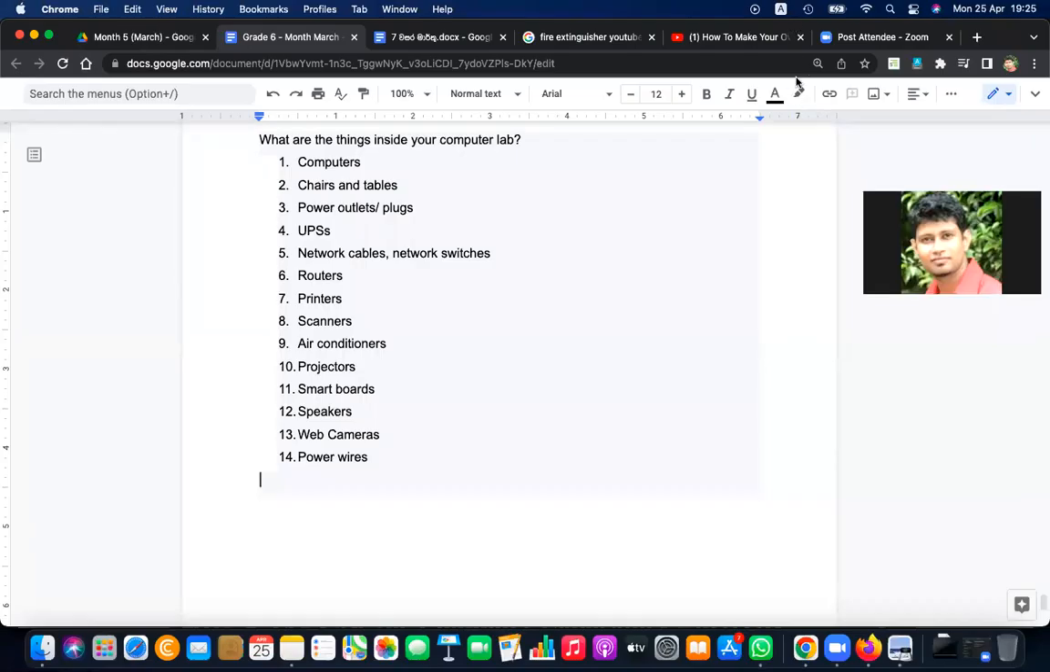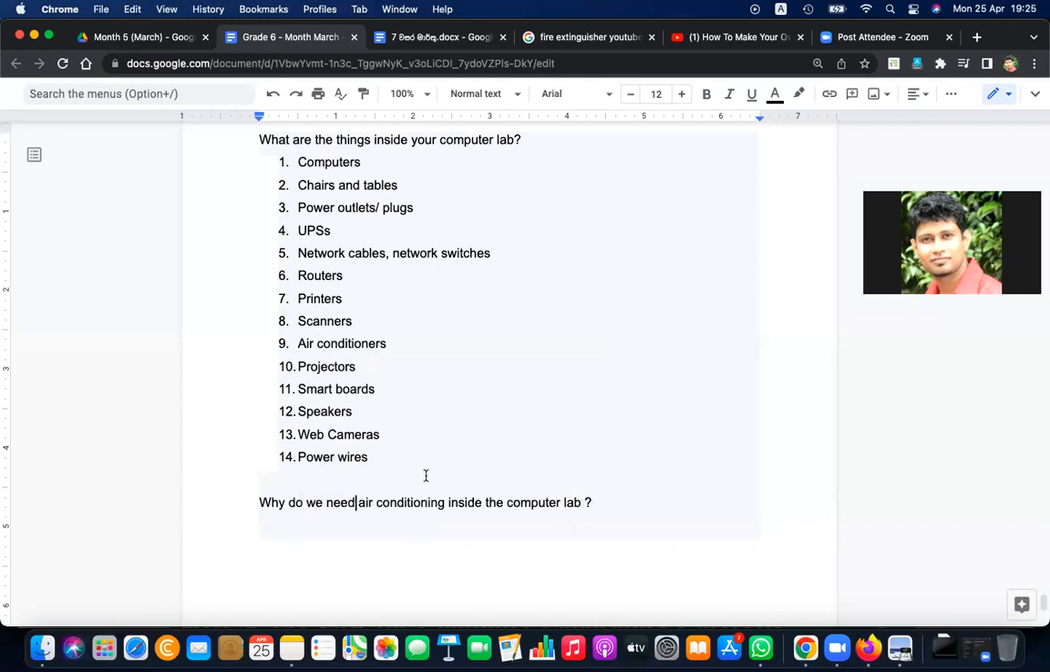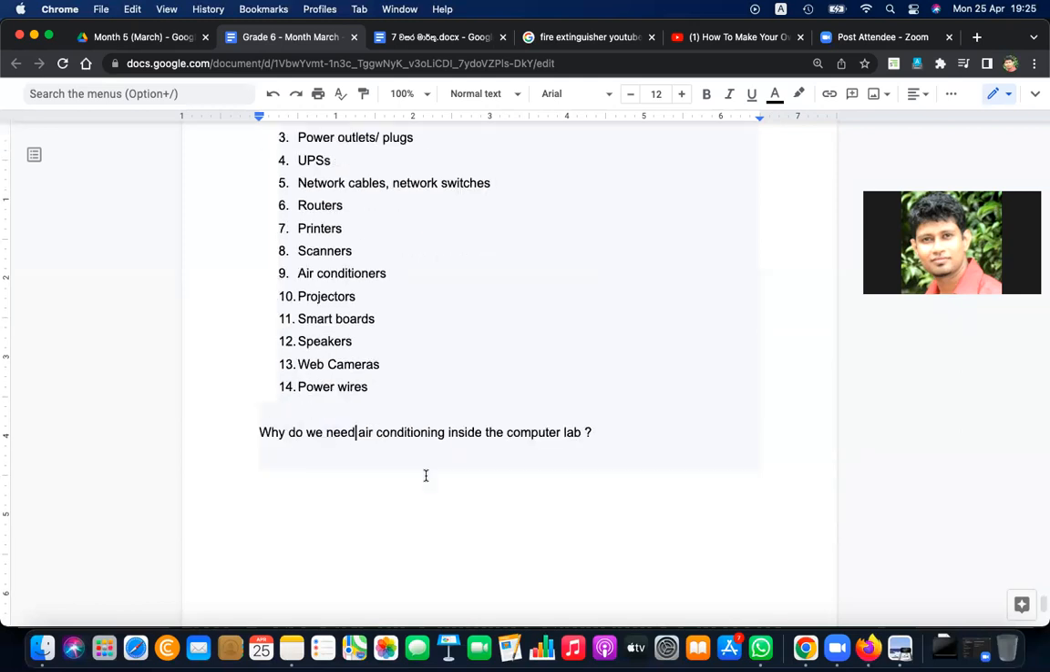But the next important thing is, why do you need air conditioning inside the computer lab? Right, you already answered that. Some of you have already given the answers. Why do we need air conditioning inside the computer lab?